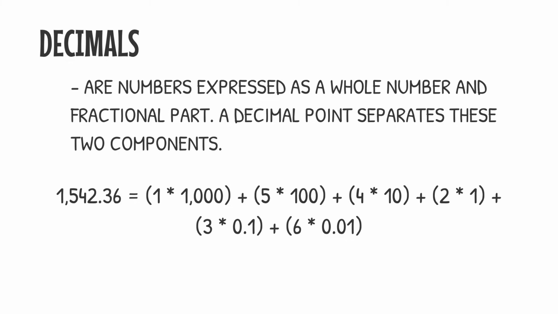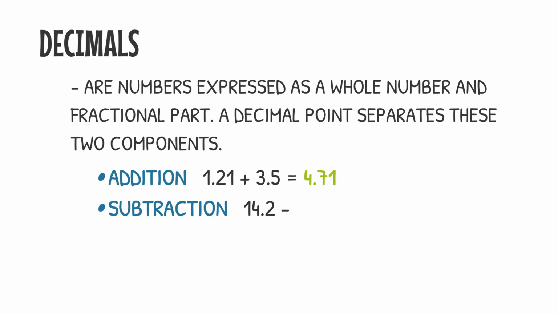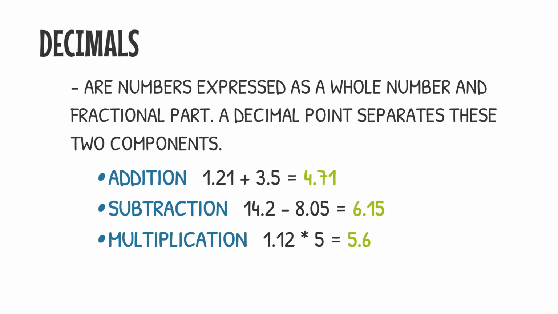You should know how to do the following calculations with decimals. Addition. 1.21 plus 3.5 equals 4.71. Subtraction. 14.2 minus 8.05 equals 6.15. Multiplication. 1.12 times 5 equals 5.6. Division. 14.7 divided by 4.2 equals 3.5.